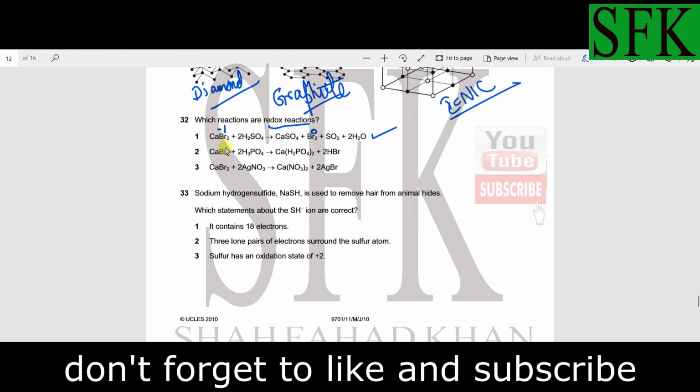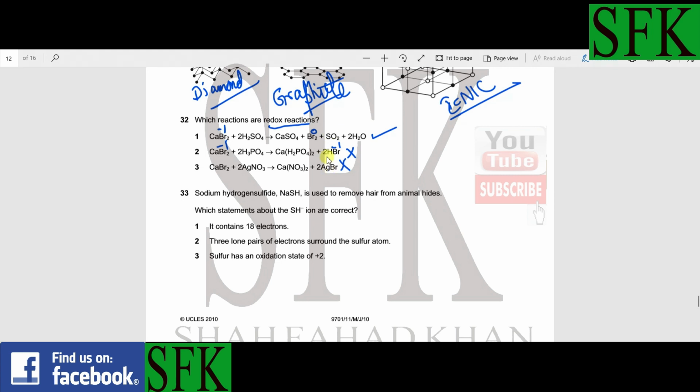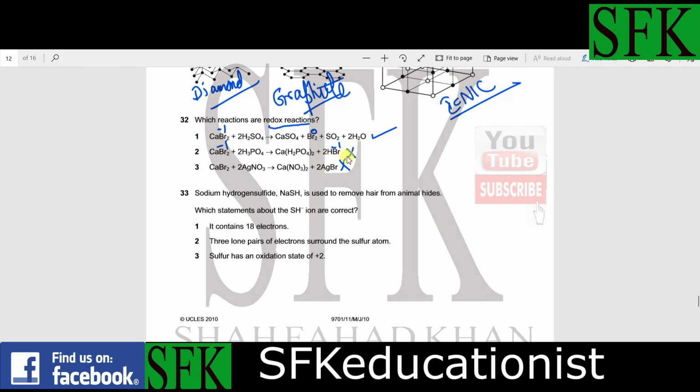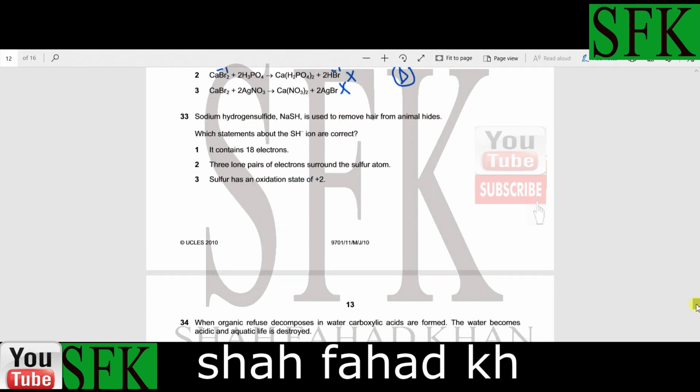What about the next one? Bromine is -1 and bromine is still -1. No change in the oxidation state of bromine. So 2 is not correct then. If 1 is correct and 2 is not correct, then this means that 3 by default is also not correct, because there is no combination in which 1 and 3 are correct. So if 2 is wrong and 1 is correct, 3 by default is incorrect, and so delta is the correct option.